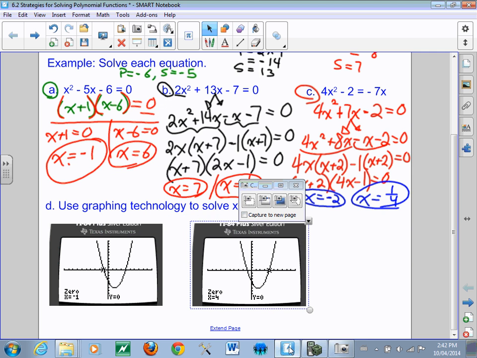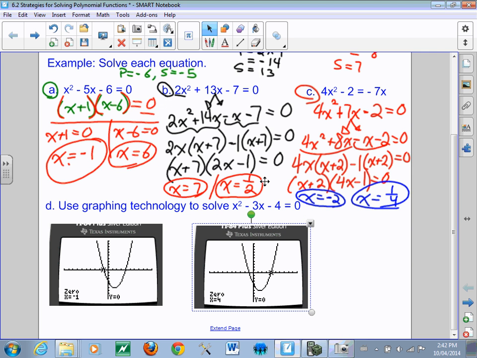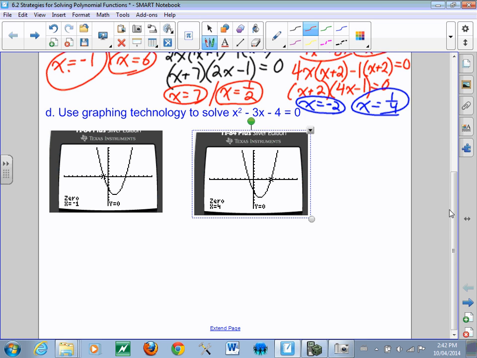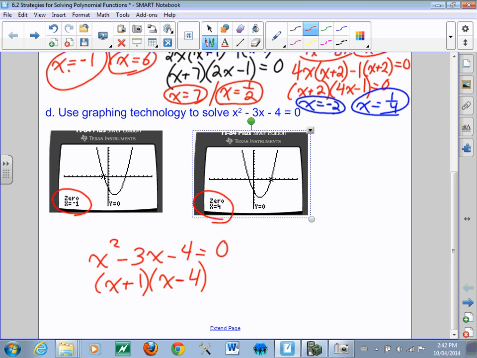Let me bring that into the lesson. Okay, and let me minimize that so it's out of the way. All right, so we have zeros of -1 and 4. So if you wanted to write that in factored form, it's going to be x plus 1 and x minus 4. Because remember, it's the opposite of what's in the bracket. Okay?